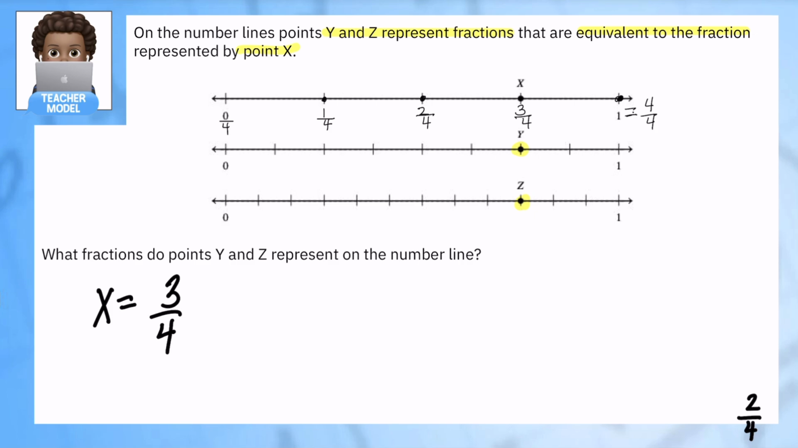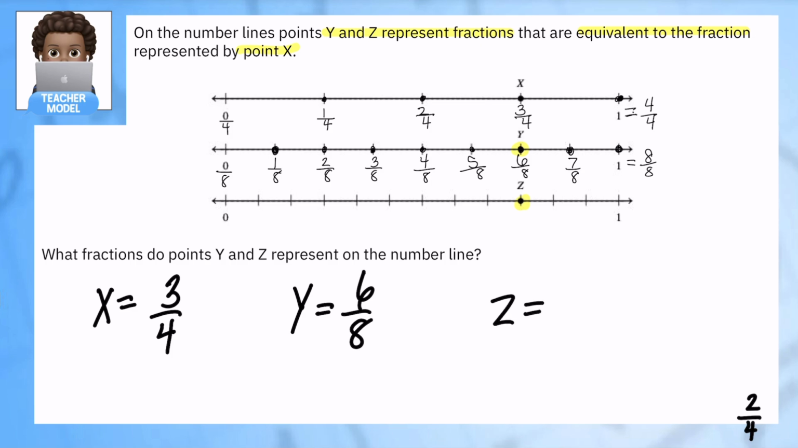Now let's go into the other ones, and I'm going to do the same thing. I'm going to count how many pieces. So here I have 1 piece, 2 piece, 3 piece, 4 piece, 5 piece, 6 piece, but I'm not going to stop till I get to 1. 7 piece, and here's my last piece, 8 pieces, or 8 over 8. So I know my denominator is 8. And so my second point, which is y, is equal to 6 over 8.